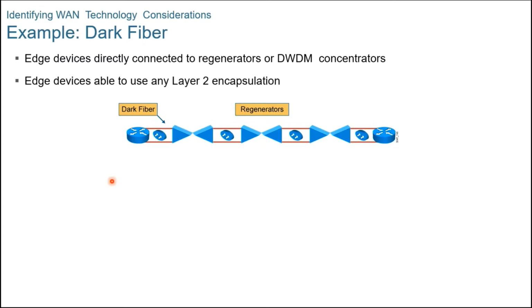Now, when such connectivity is used to transmit data over significantly long distances, regenerators or DWDM concentrators are inserted into the link to maintain signal integrity and provide appropriate jitter control.